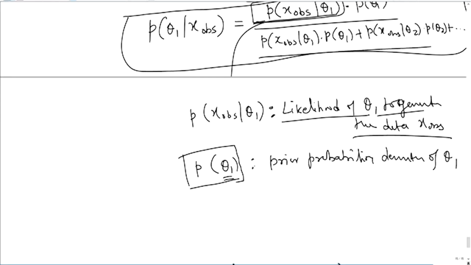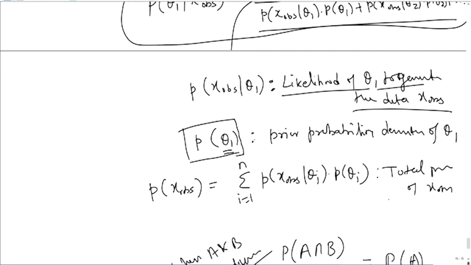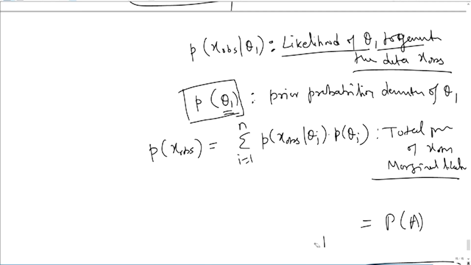The term in the denominator, right, it's basically the total probability of the observed data. So you are summing the probability of x obs given theta i times the prior probability of theta i, from i equals 1 to n. This is called the total probability of x obs. There is another name for this, which is marginal likelihood. So you also call it the marginal likelihood. So this is the denominator term.